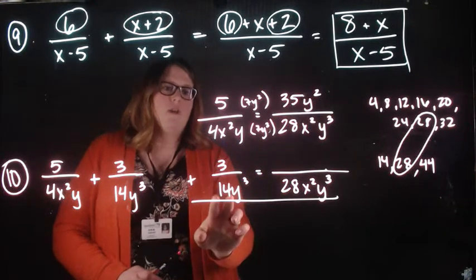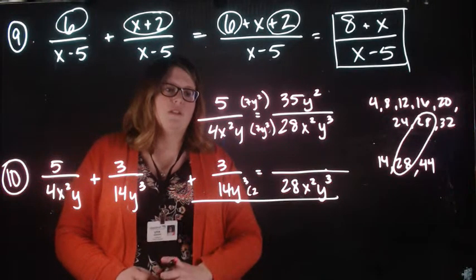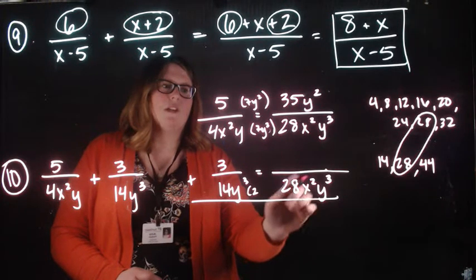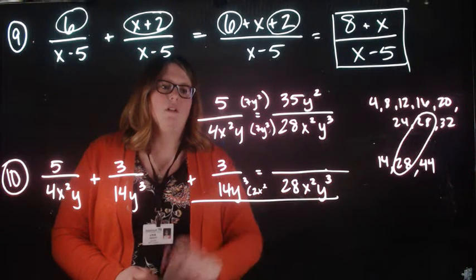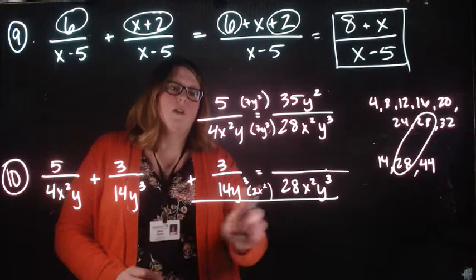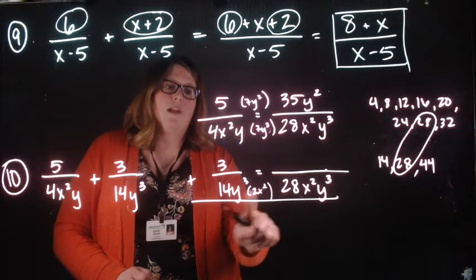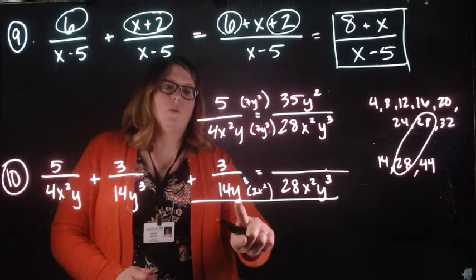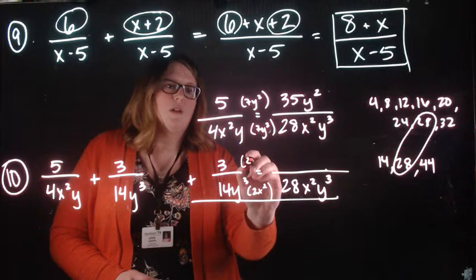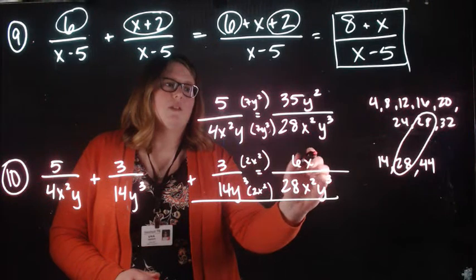Here, our coefficient of 14 and 28. How many times does 14 go into 28? That's twice. The 14y cubed needs to go into this x squared, so we're missing an x squared, and y cubed is already there. So we just need to multiply by 2x squared, because 14 times 2 gives me 28. X squared would just carry over, and y cubed would also just carry over. So let's multiply the numerator by 2x squared. 3 times 2 is 6, and x squared, so 6x squared.